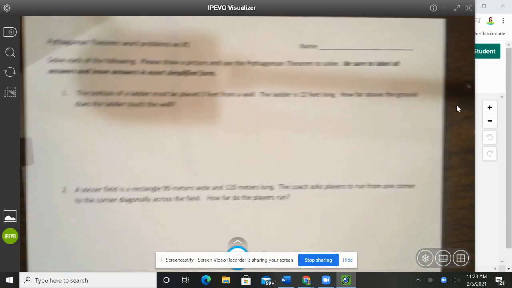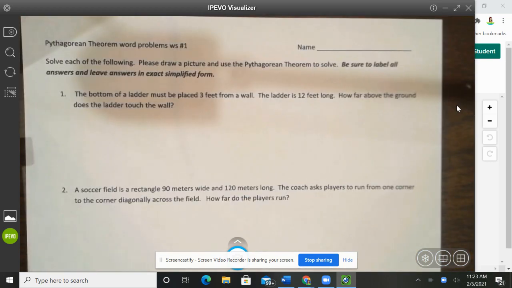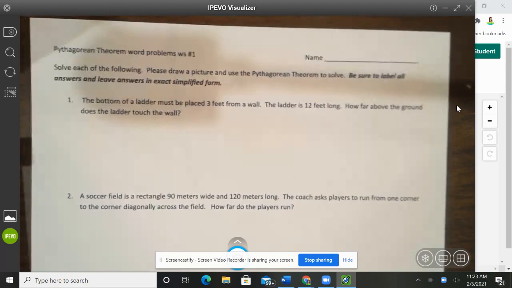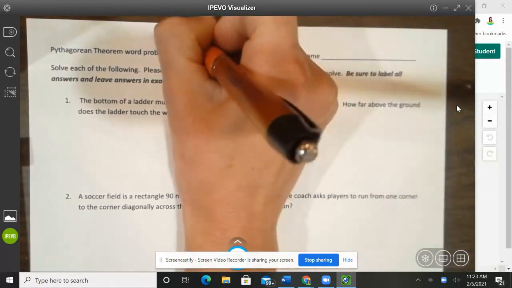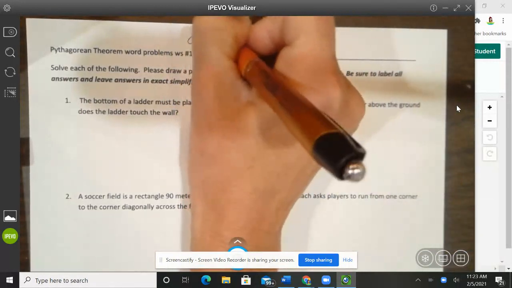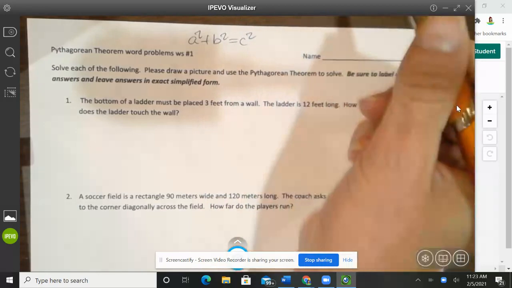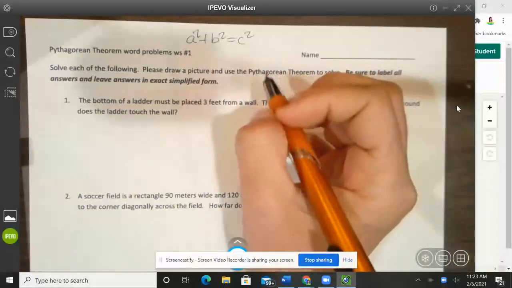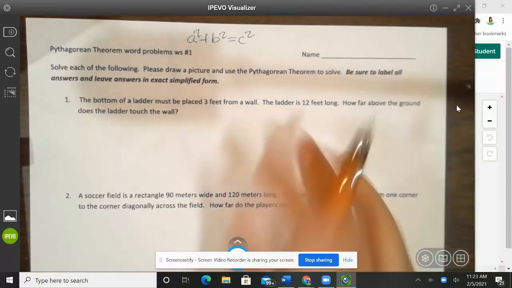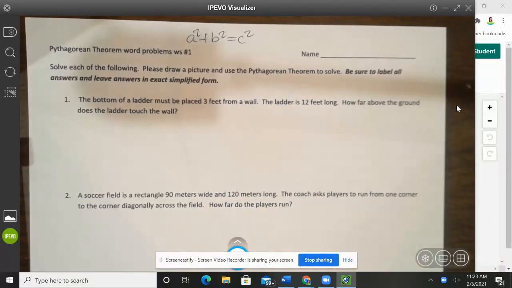All right, students. So this week we're going to be working on the Pythagorean theorem, but we're going to be reading and working with word problems. So remember, the Pythagorean theorem is a squared plus b squared equals c squared. C will be your hypotenuse, which is the longest side, the one opposite to the right angle.